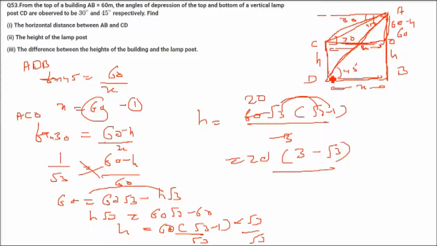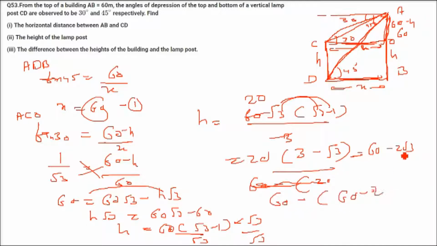This is the height. This is the distance, right? And the difference between the height of the building and the lamppost, you can find out 60 minus h. So you can find 60 minus 20 root 3. So 60 minus 60 plus 20 root 3, this gets cancelled. So the difference of height between them is 20 root 3. So all of the thing we have got.